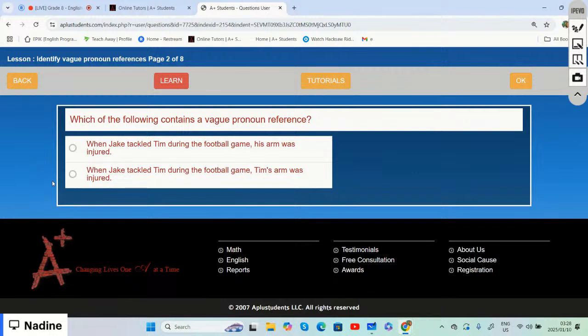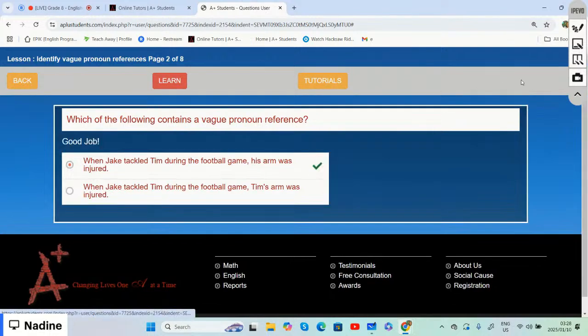And if we were to identify the vague pronoun reference, then we can say when Jake tackled Tim, option one, his arm was injured. That is not being clear.